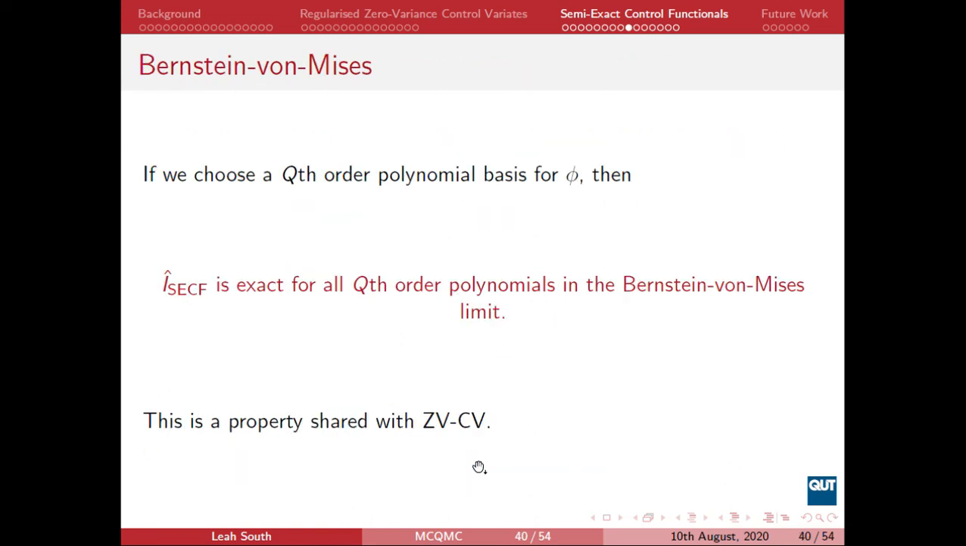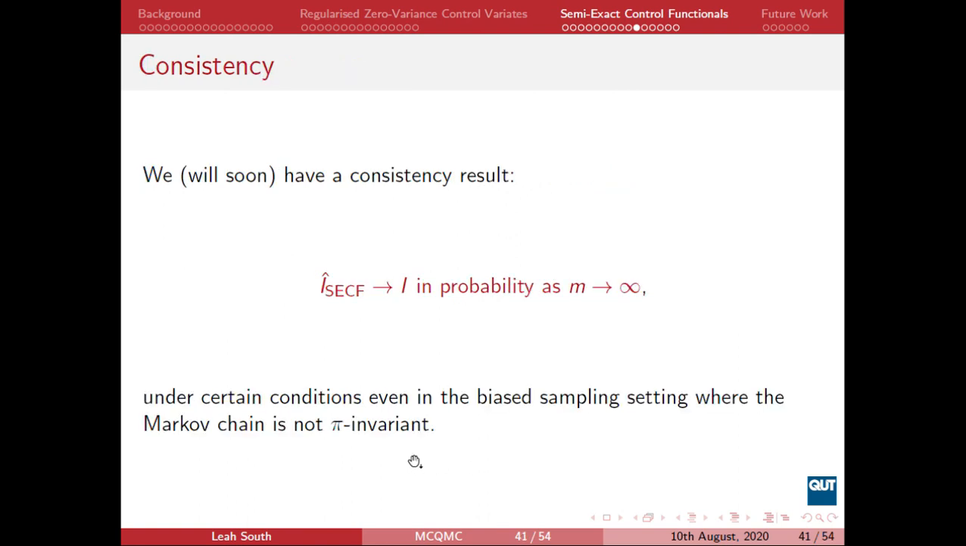We have a couple of theoretical results in the paper. So the first is saying that, like ZVCV, if we choose a qth order polynomial basis, then our estimator is exact on all qth order polynomials for Gaussian targets, or in general in the Bernstein-von-Mises limit. We're also in the process of adding the consistency result, which is to say that our estimator goes to the true value in probability as the number of samples goes to infinity. And that's under certain conditions, and this is true even in the biased sampling setting where the Markov chain isn't actually pi invariant.